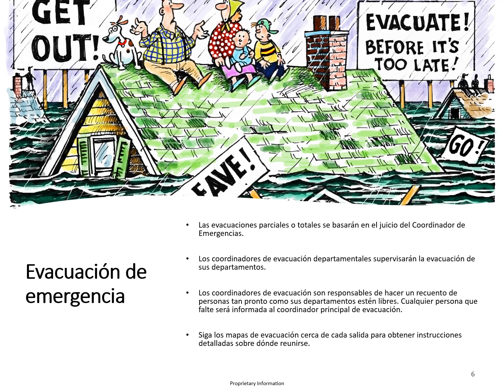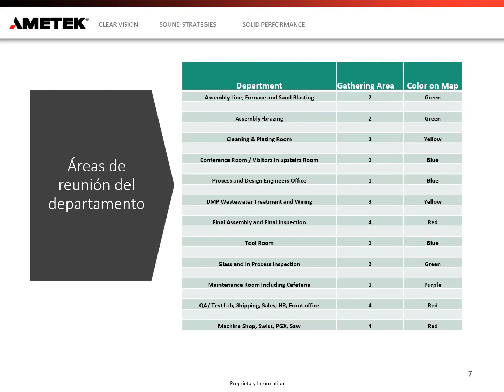Department evacuation coordinators will oversee evacuation of their departments. Evacuation coordinators are responsible for making a head count as soon as their departments are clear. Any missing individuals will be reported to the head evacuation coordinator. Follow evacuation maps near every exit for detailed directions on where to meet. Each department is assigned a different gathering area. The gathering areas are differentiated by number and color. View your gathering area on the chart and color on map.